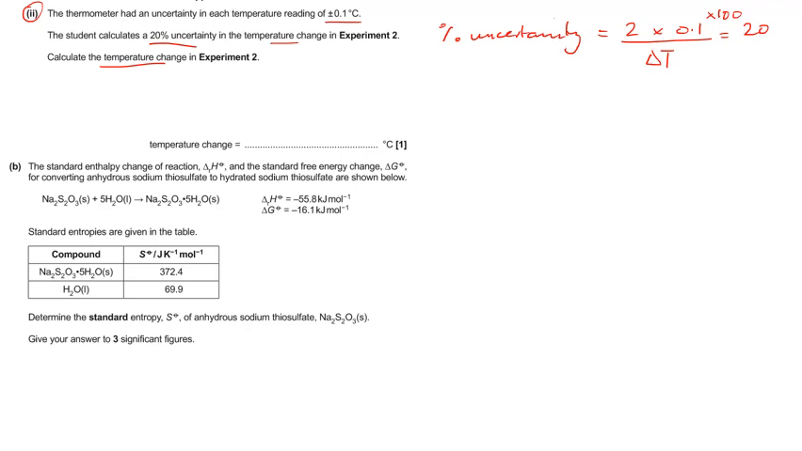So all we have to do is rearrange this. Delta T is 2 times 0.1 times 100 over 20. Just using algebra to rearrange that, cross multiply, so 2 times 0.1 is 0.2, times 100 is 20, so 20 over 20 is 1, and so it's 1 degree C. We've probably only got one significant figure, so we'll leave it there at 1 degree C.